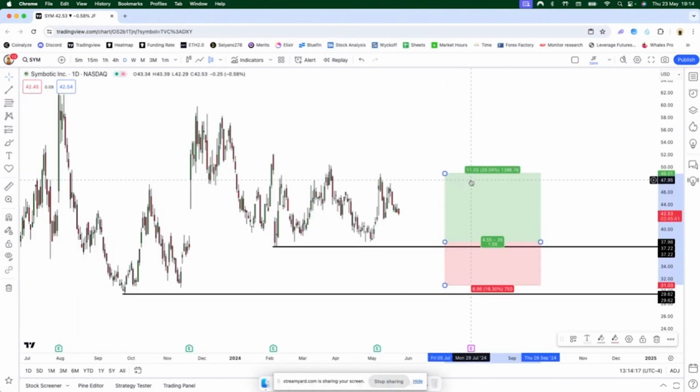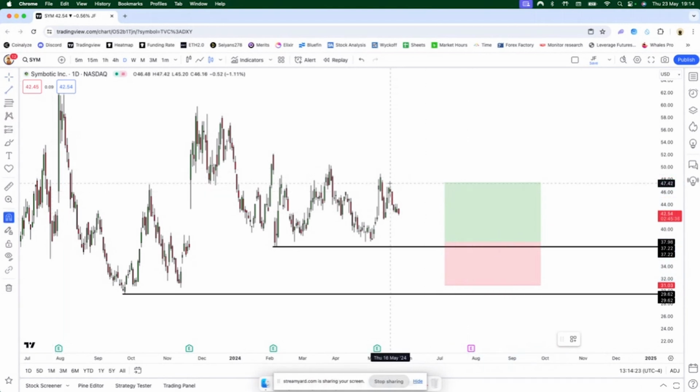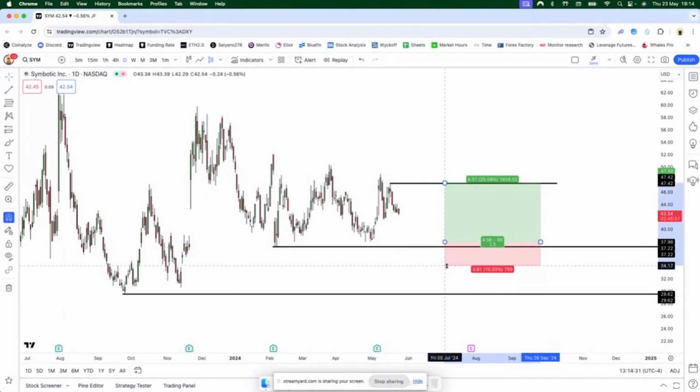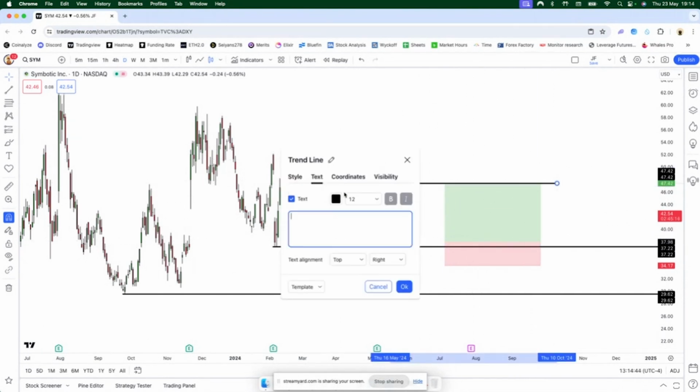Target 1, 47.42. So that can be this high there. That could be the first target. And let's see where the stop loss could then be. Let's do 34.17. That's like a round number stop loss then. If I really have to give a round number, then that's the round number. So 34.17 can be the stop loss. And then 47.42 is target 1.